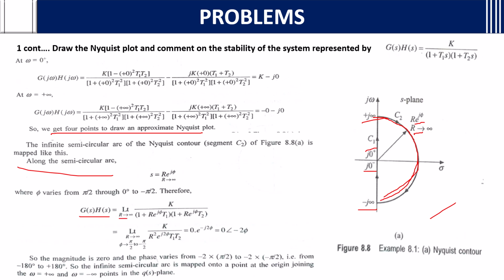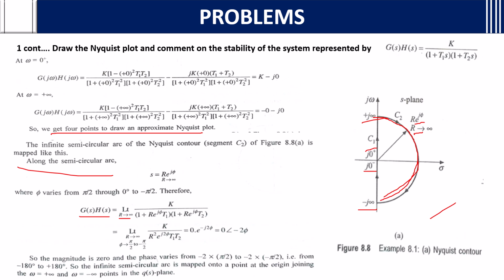Limit r tends to infinity, K by 1 plus... In the place of r, you can substitute r e power j phi, right? In the question, whatever is given, just substitute, and limit r tends to infinity, phi tends from pi by 2 to minus pi by 2. So, if you substitute that, you will get what?